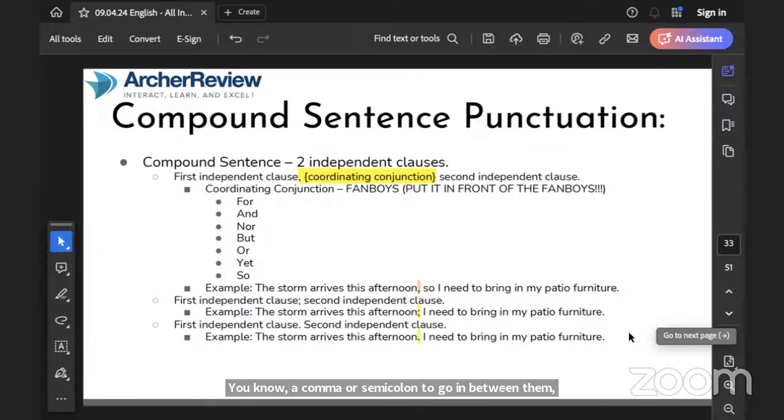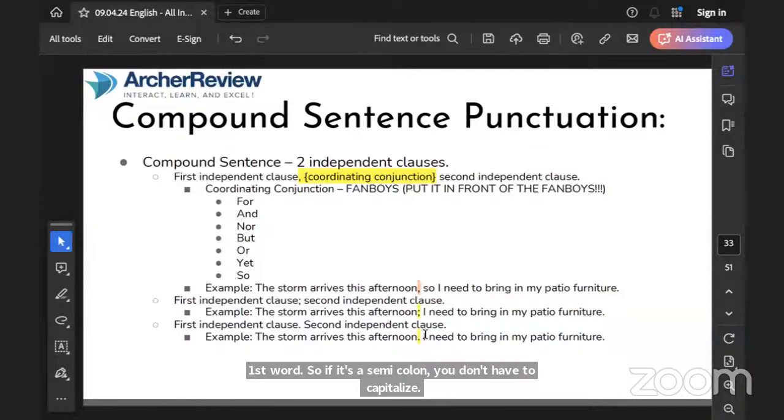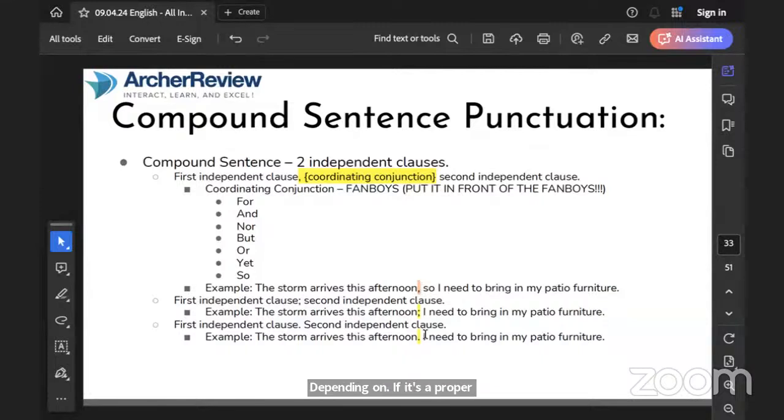That's when you're going to have to capitalize that first word. So if it's a semicolon, you don't have to capitalize depending on if it's a proper noun or the pronoun I. But with a period, you do have to capitalize no matter what the letter is or no matter what the word is. All right, so everybody with me? So simple sentence is one independent clause. Compound sentence is two independent clauses.